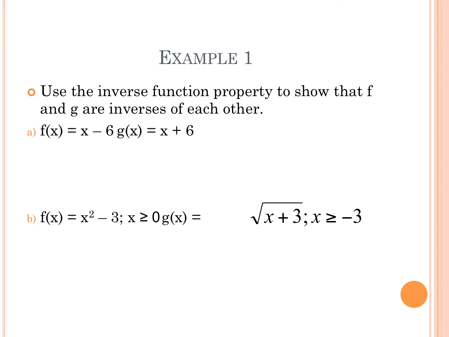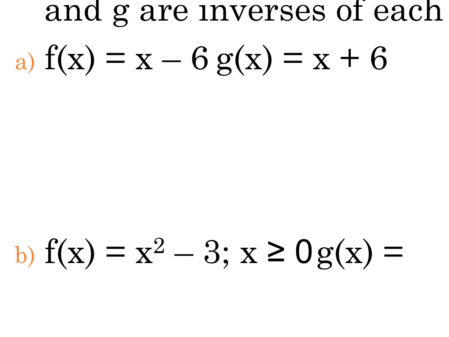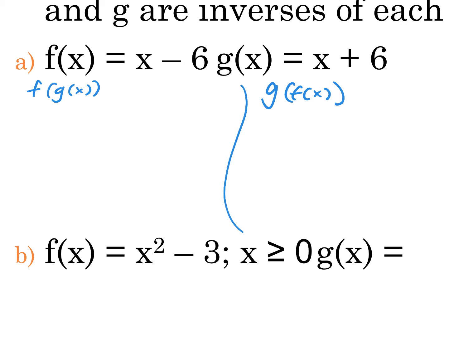So this says use the inverse function property to show that f and g are inverses of each other. So f of x is equal to x minus 6 and g of x is equal to x plus 6. It doesn't mean every inverse you just change that sign. That's not the way this works, okay? So don't do that because people do that. I'll teach you how to find the inverse. But this is a test. It's already telling you that these are inverses. Your job is to prove it by doing f of g of x and then doing g of f of x. So it has to work both ways in order to prove that these are inverses.